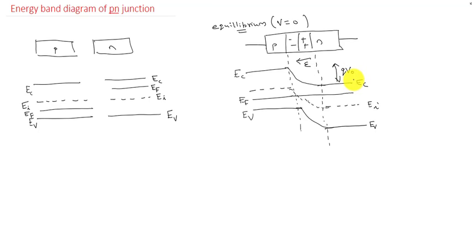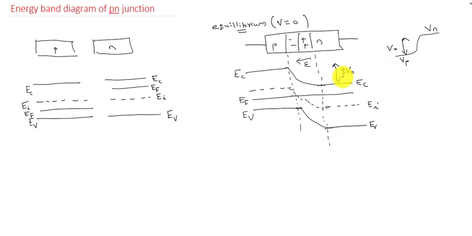QV0 means the contact potential measured in electron volts. So QV0 is the value of contact potential. We know that contact potential means the electrostatic potential on the N side minus the electrostatic potential on the P side. So this is the value of V0. This is the electrostatic potential on the N side and this is the electrostatic potential on the P side.